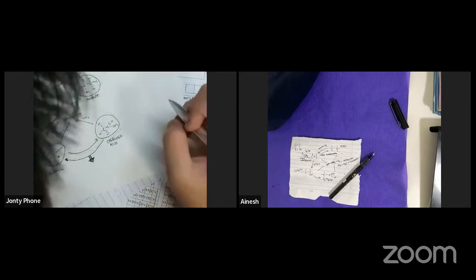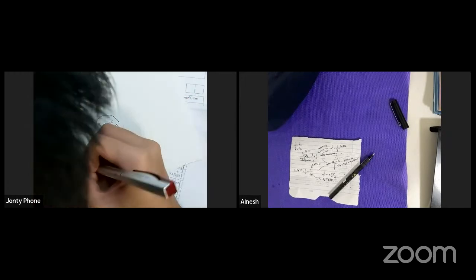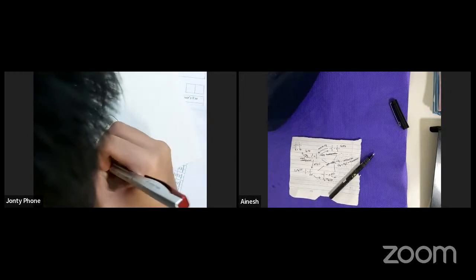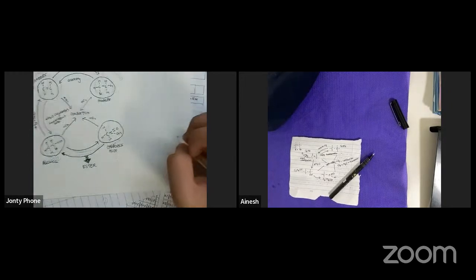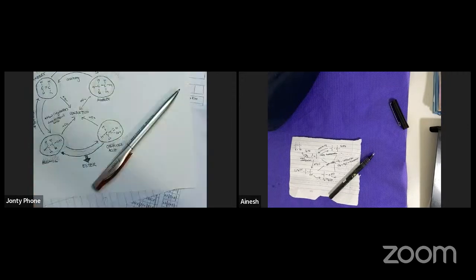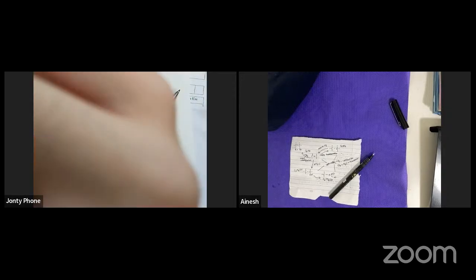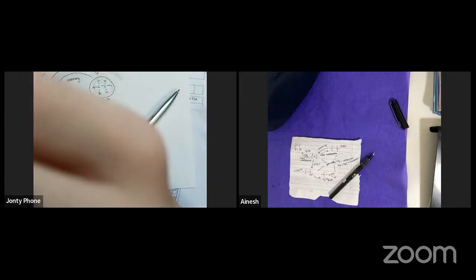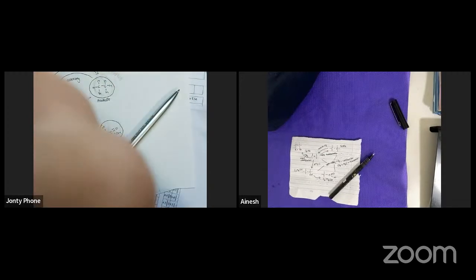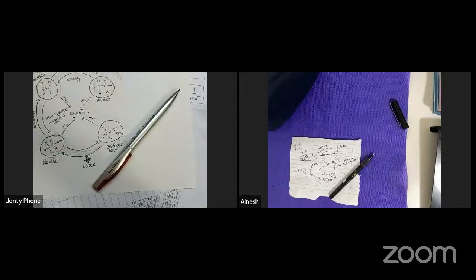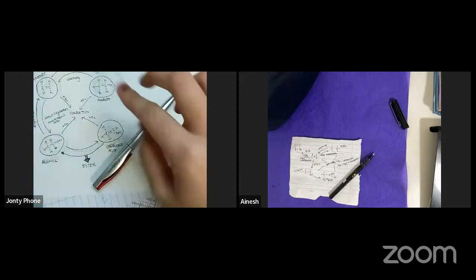Now, Ainesh, you're going to choose one reaction of the red one, the remaining one. Just choose one randomly, and I'm going to start explaining from there. Which one? All right, that one. This one is plus Cl2 with UV. Plus Cl2 with UV.